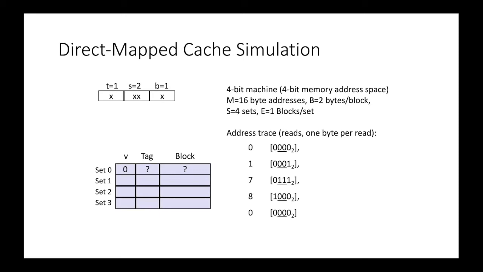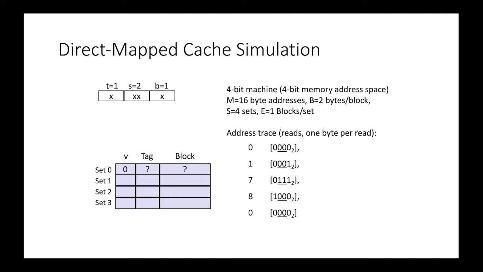Let's simulate a little more realistic cache. We begin with the simulation of direct mapped cache. Here's our configuration. It's a 4-bit machine, so the memory address space is 4-bit. The cache is small, so it can hold only 8 bytes. The cache line size is 2 bytes, so there are a total of 4 sets.